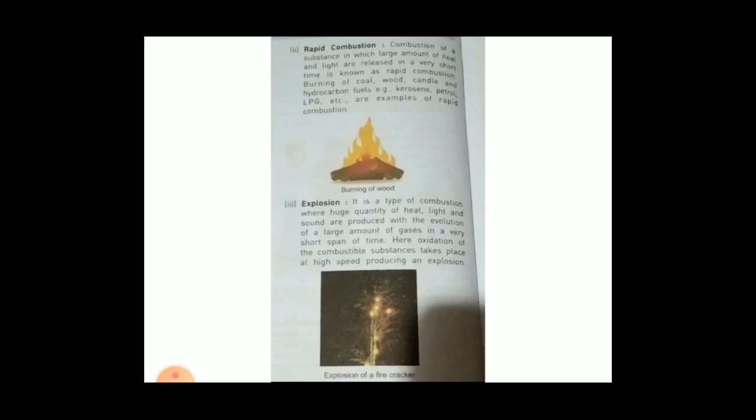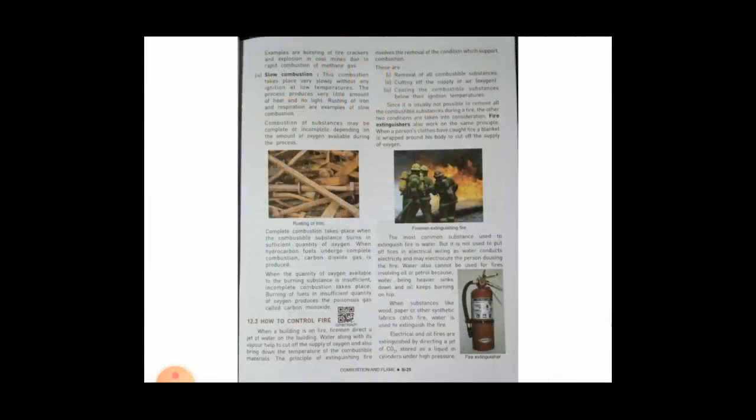Explosion. It is a type of combustion where a high quantity of heat, light and sound are produced with the evolution of a large amount of gases in a very short span of time. Here oxidation of combustible substances takes place at high speed, producing an explosion. Explosion of a firecracker. Bursting of firecrackers is an explosion. Examples are bursting of firecrackers and explosion in coal mines due to rapid combustion of methane gas.